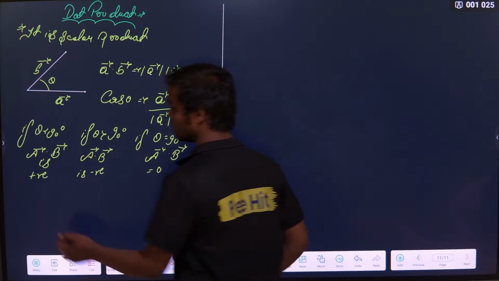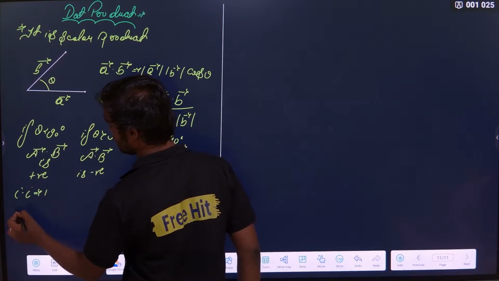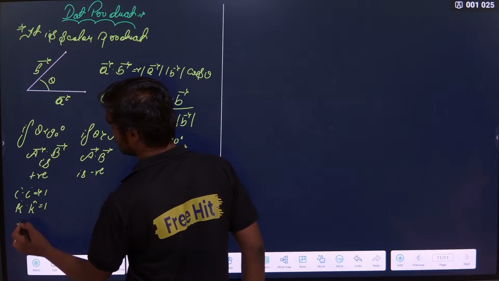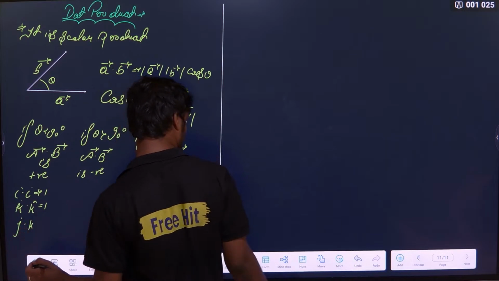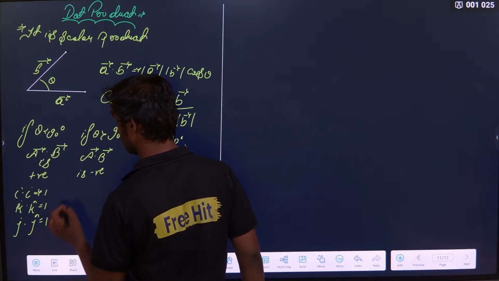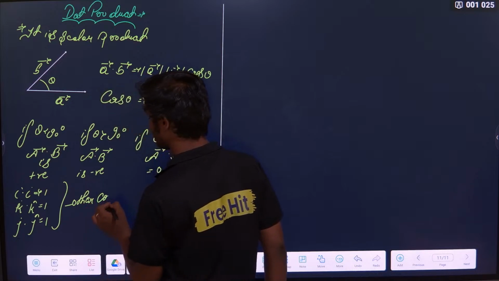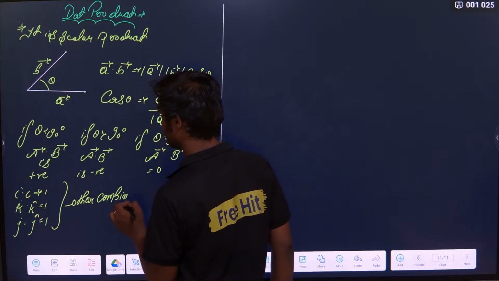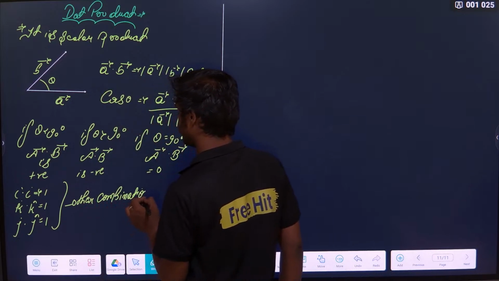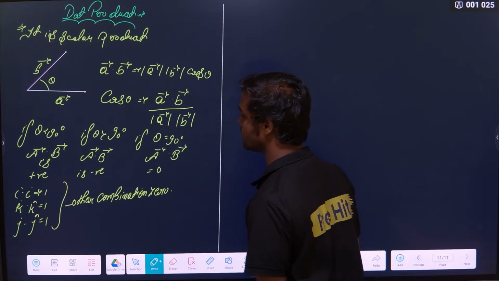And remember that i dot i is 1, j dot j is 1, k dot k is 1. Other combinations are 0. Whatever other combination you take, you will get 0.